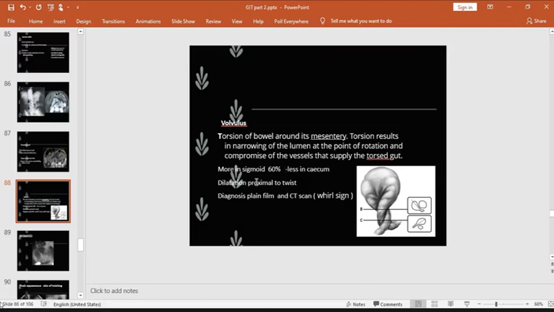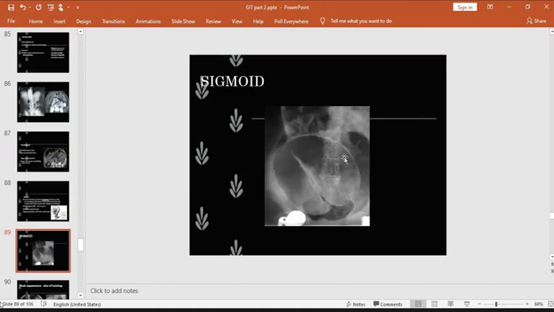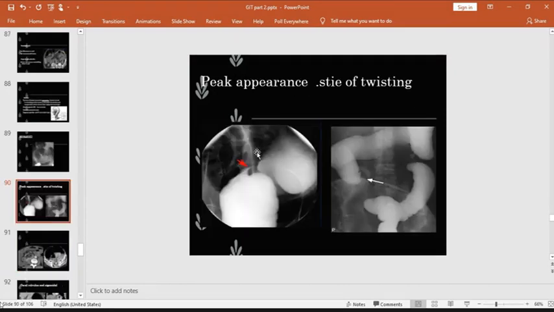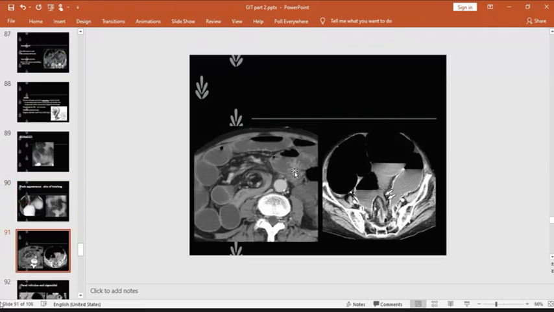There is dilatation proximal to the site of the twisting, diagnosed by plain film and CT, which shows the whirl sign. If you look at this sigmoid, it is similar to the coffee bean appearance on plain film. This is a barium study: we have a beak appearance at the site of the twisting. Look for this severely narrowed twisted segment, and this is the beak sign of the twisting on CT.